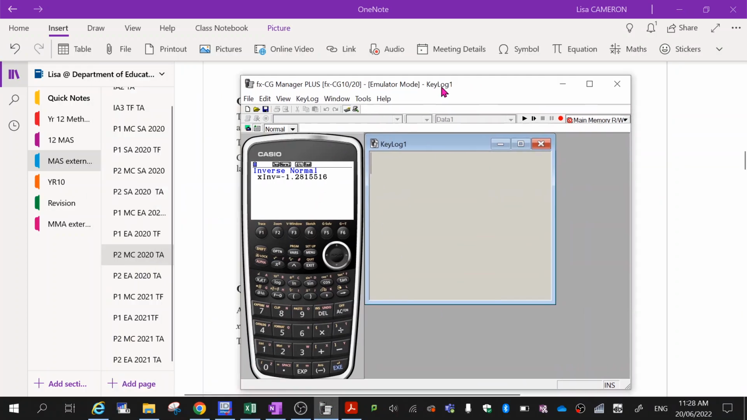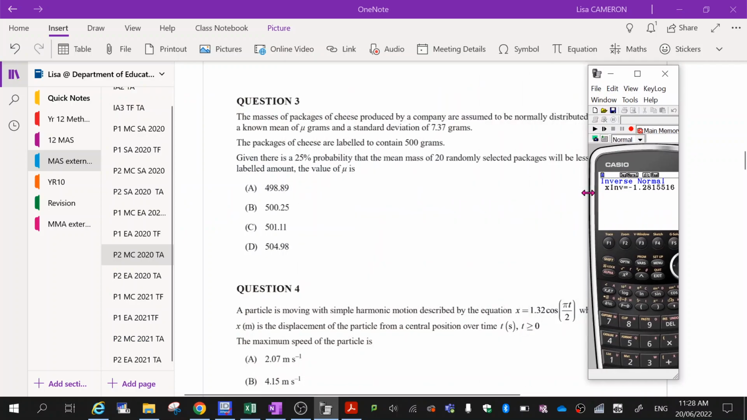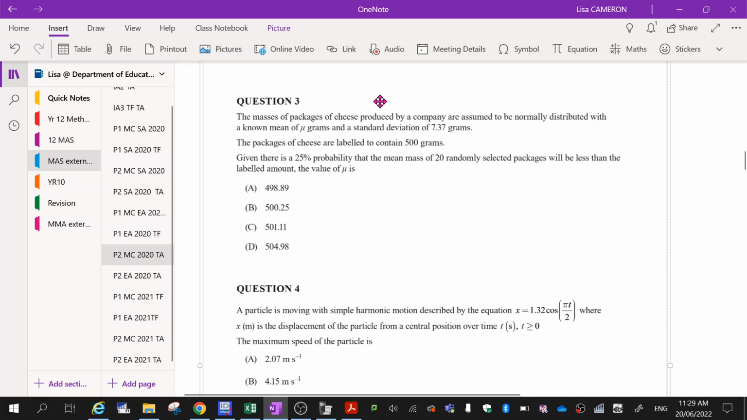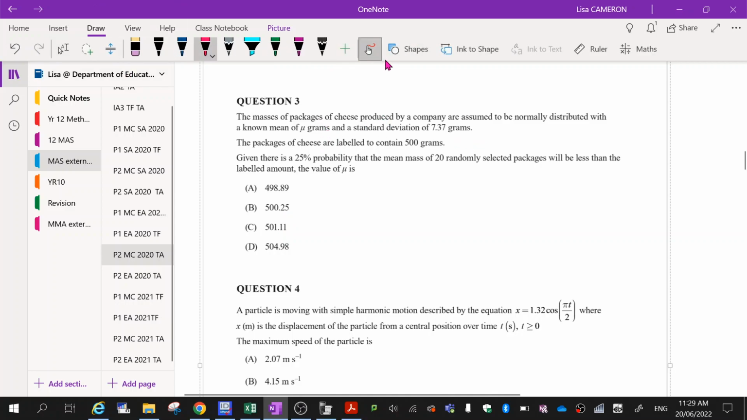Okay, so question 3. We are going to be looking at the mass of packages of cheese produced by a company, which are assumed to be normally distributed with a known mean of some mean grams and a standard deviation of that. So they are your population parameters. I'm going to start just noting these down. Mean, we don't know. Standard deviation, 7.37 grams.